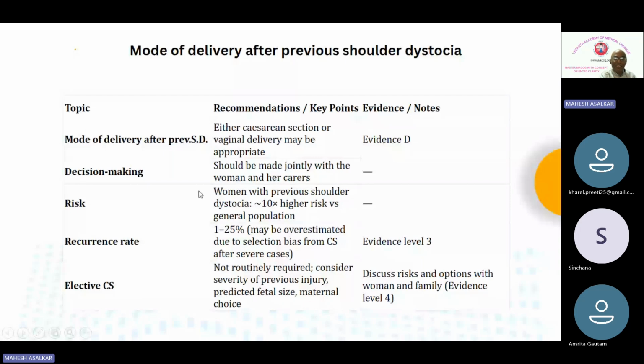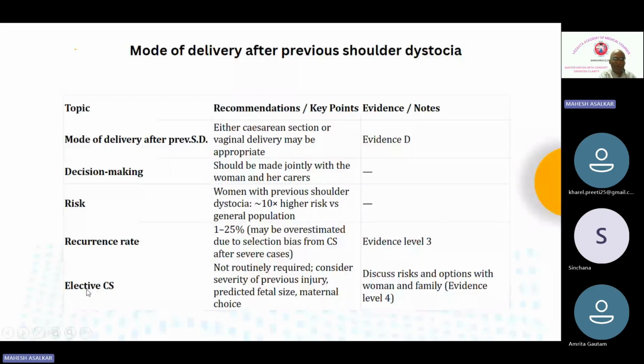What is the risk of recurrence? Women with previous shoulder dystocia have a 10 times higher risk as compared to the general population. So there is definitely a higher risk, 10 times higher, for recurrence. This can be asked as an SBA. There was a history of shoulder dystocia and the patient has come for antenatal visit deciding regarding the mode of delivery, and she is asking you what the recurrence rate is if she has had a previous shoulder dystocia. The recurrence rate is 1 to 25%, which may be overestimated due to selection bias from caesarean section after severe cases. So there is a wide range because most of the patients with a previous shoulder dystocia will undergo caesarean section, so falsely there may be reduced incidence also.